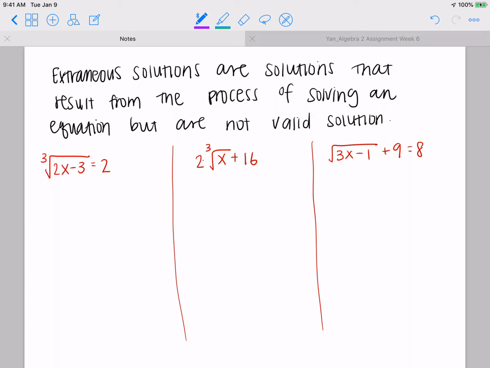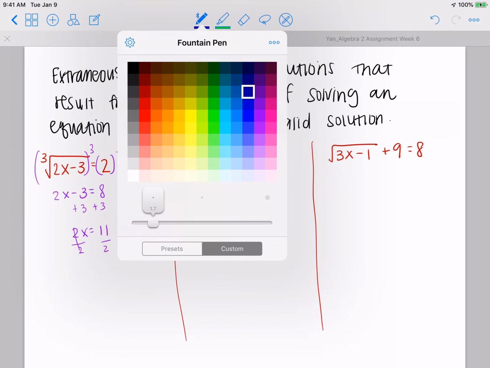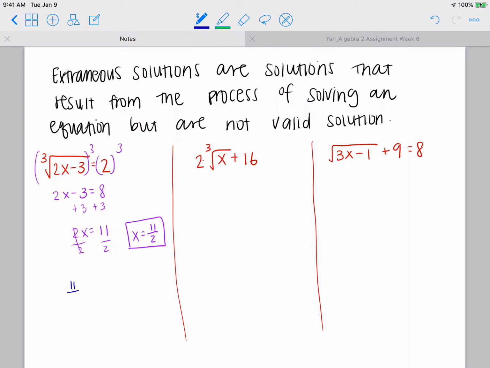Okay, first question, I'm gonna cube both sides. 2x minus 3 equals 2 to the third power, which is 8. And then I'm going to add 3 on both sides, so 2x equals 11. And then divide by 2. So x equals 11 over 2. Okay, it's a fraction. But I'm going to substitute this back into my original question and see if it equals 2. So these get canceled out. I have 11 minus 3, which is 8.